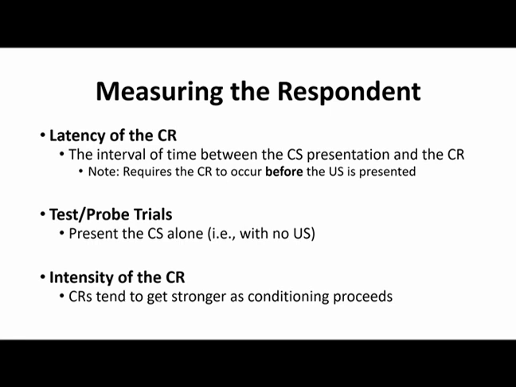We can also measure the intensity of our CR, basically using the idea that our CRs will get stronger or have a larger intensity as that association is learned. At the very beginning, when our conditioned stimulus is still effectively a neutral stimulus, we should see very little responding to it. But as that association is learned, the intensity will get higher and higher, and our CR will basically get larger. So these are just some things that we might see as we look at different examples measuring respondent conditioning, and specifically the respondent part of that process.